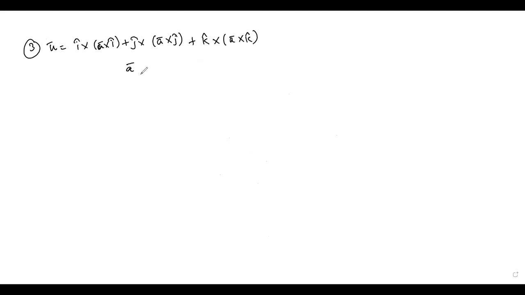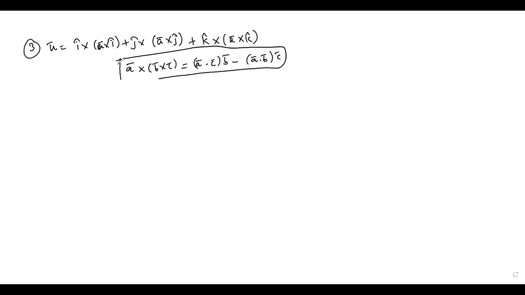Now a bar cross of b bar cross c bar, we can write as a bar dot c bar into b bar minus a bar dot b bar into c bar. This is the pre-multiple form of the vector triple product. Here I am taking a bar as x i cap plus y j cap plus z k cap. As per the formula, I am doing i dot i into a bar minus i dot a bar into i cap.